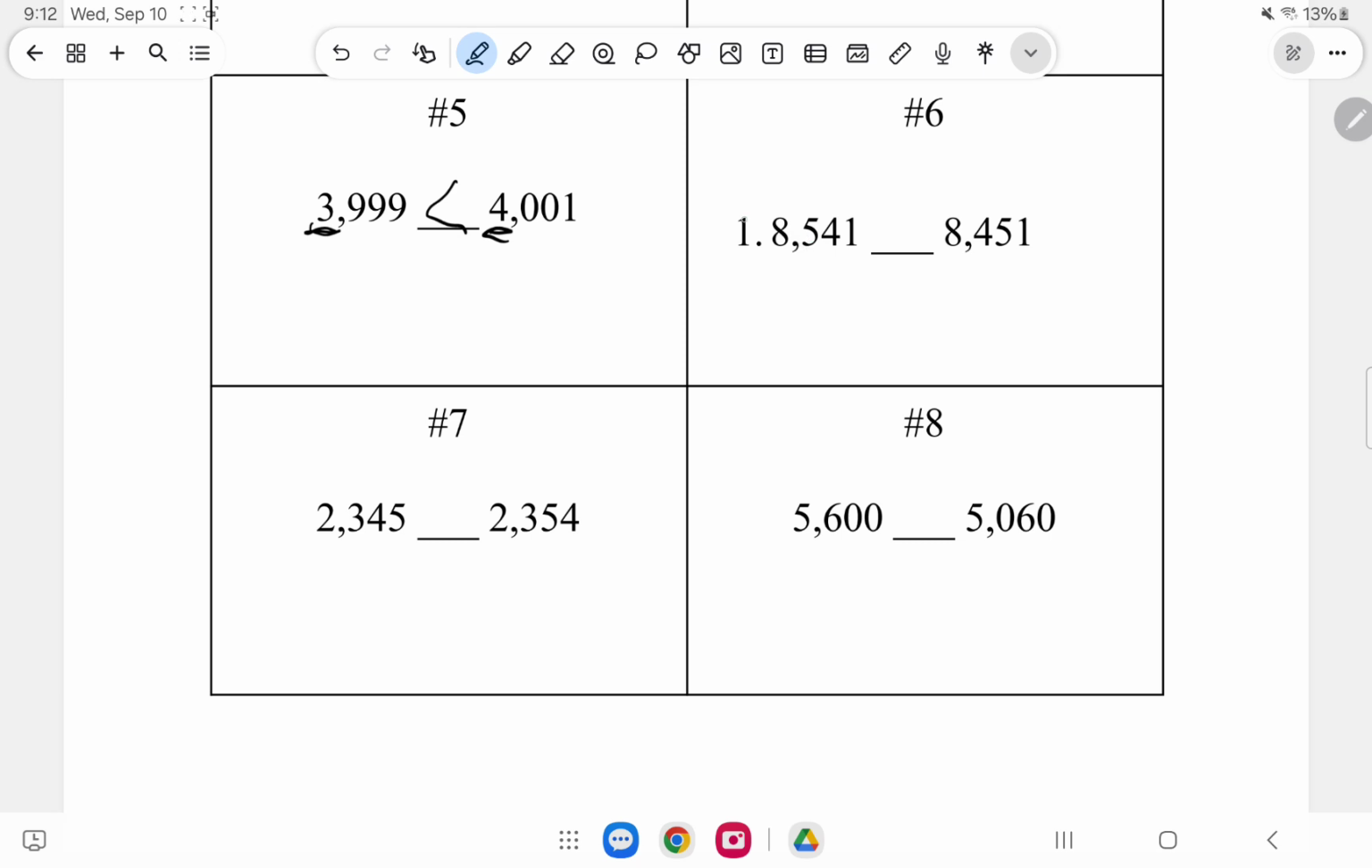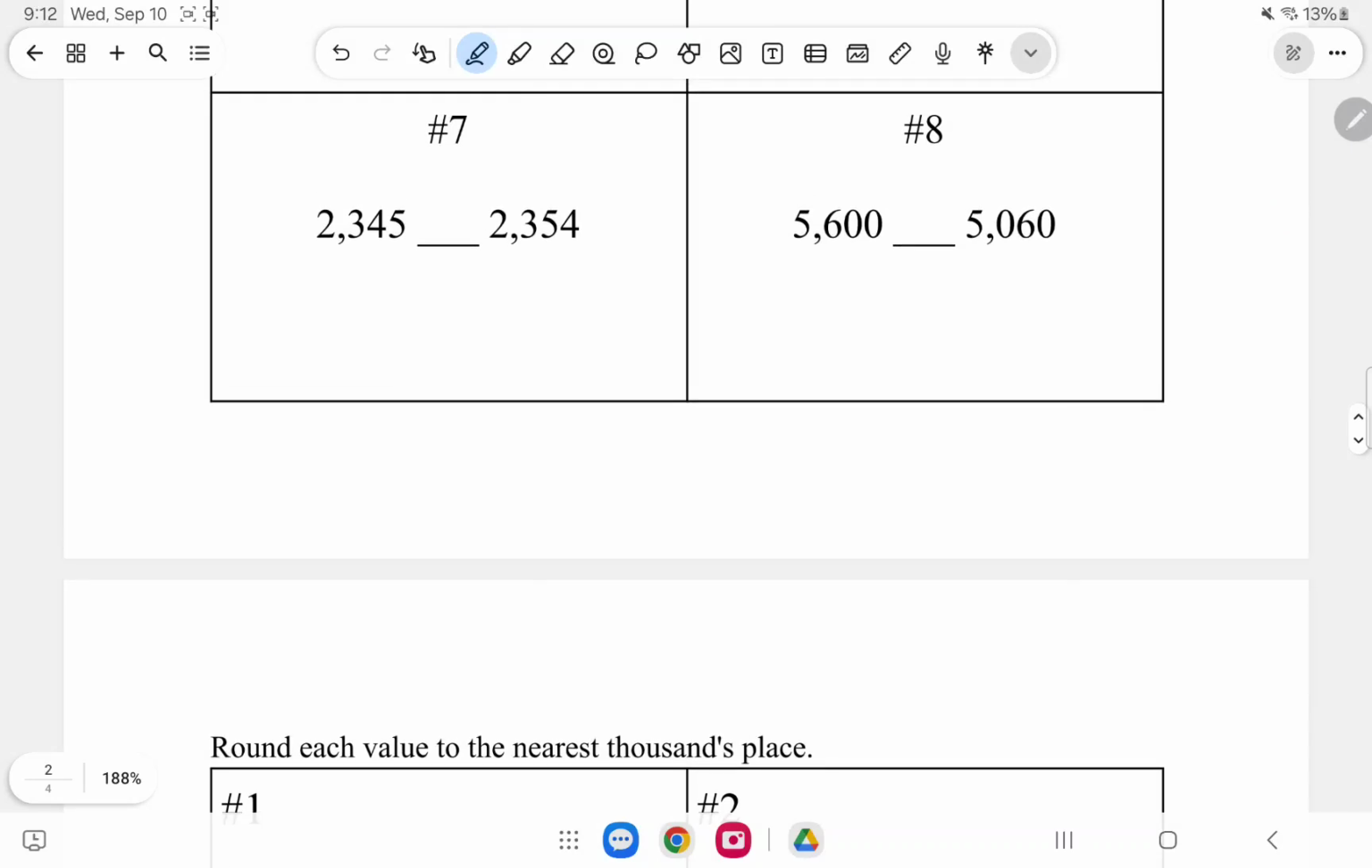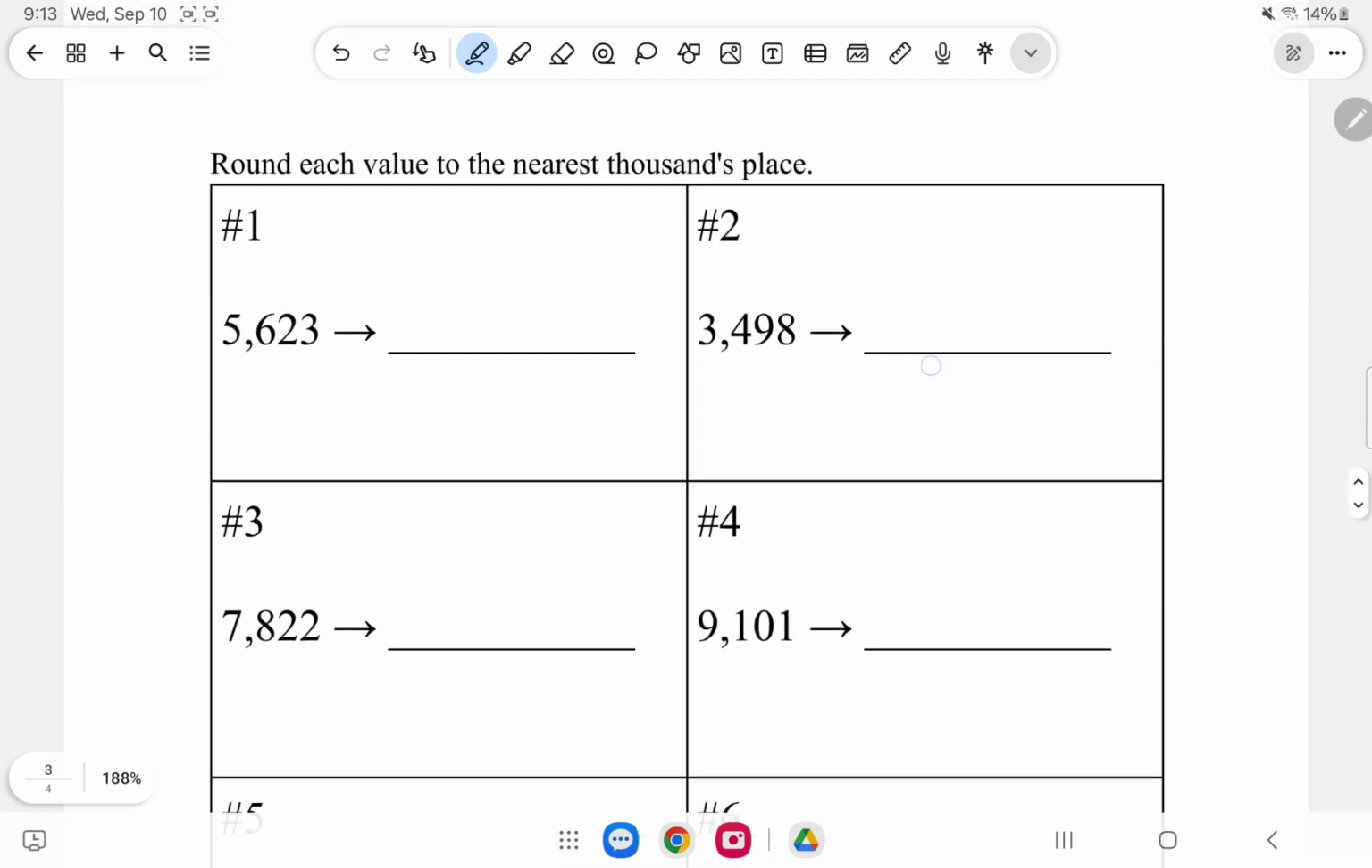This is 8541. Let's ignore that one right there. And 8451. So 8 and 8 in the thousands place, then 5 and 4 in the hundreds place. We see that 5 is bigger than 4, so it's going to be greater than. Number 7, 2345 and 2354. So 2 and 2, 3 and 3, and then 4 and 5 in the tens place. 5 is bigger than 4, so it's going to be less than. 5600 or 5060. So 5 and 5, but 6 and 0, so it's going to be greater than.